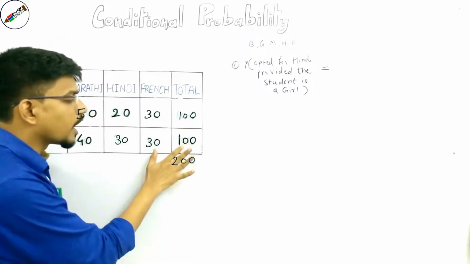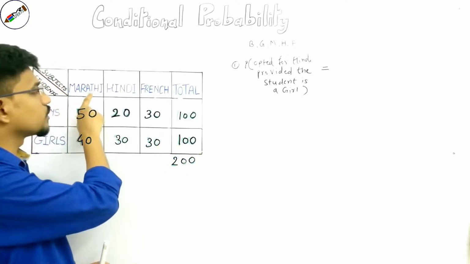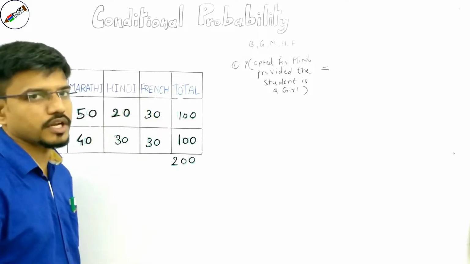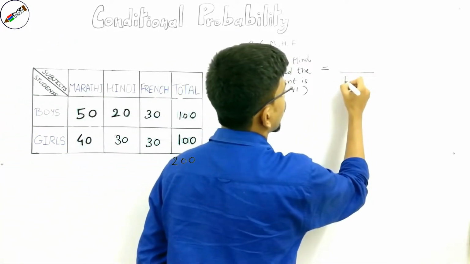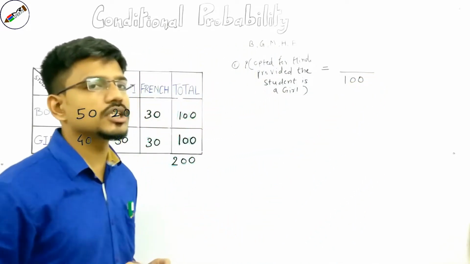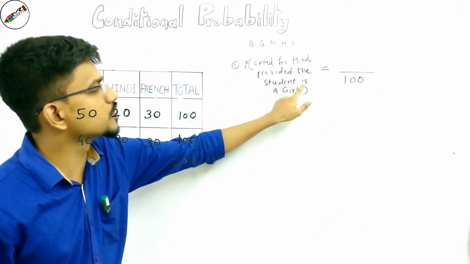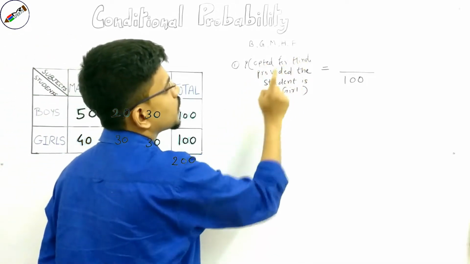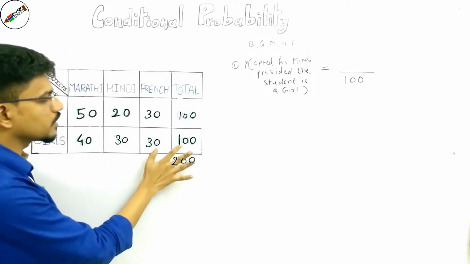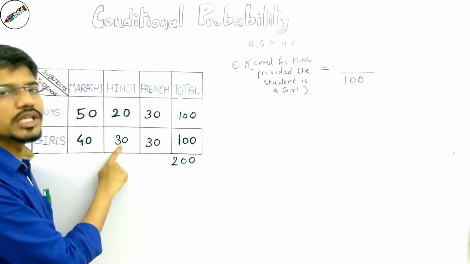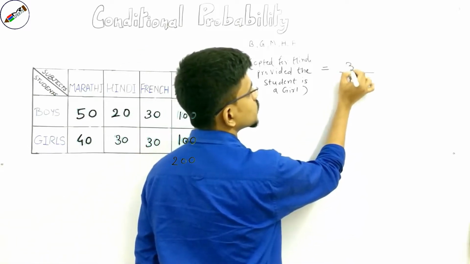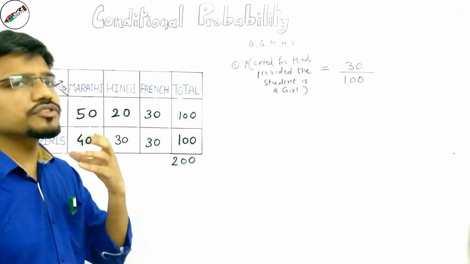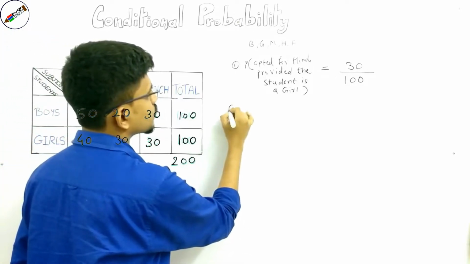But out of these 100 girls, there are 40 girls who have selected Marathi, 30 have selected Hindi and 30 have opted for French. So I would say it is 100 in the denominator because the condition is such that the selected student has to be a girl. But now I have said that opted for Hindi. Think, out of 100 girls, how many opted for Hindi? It is only 30. So your answer is 30 upon 100. Simple.